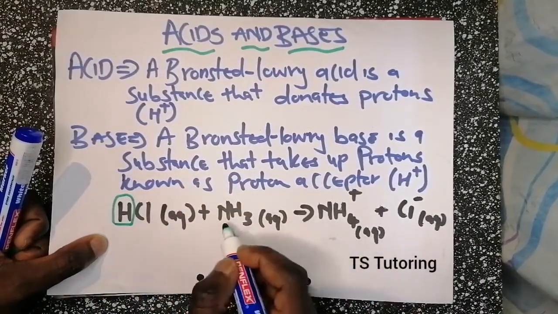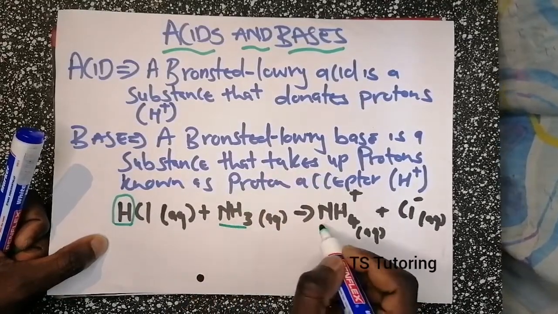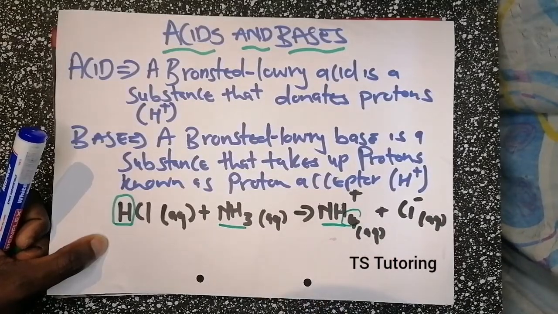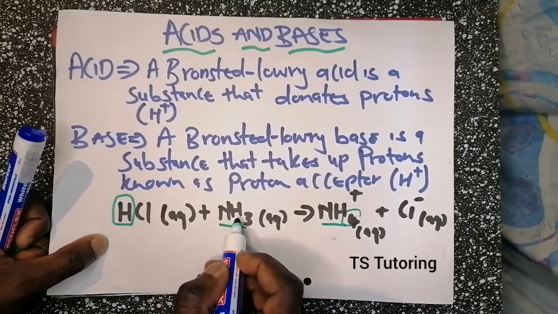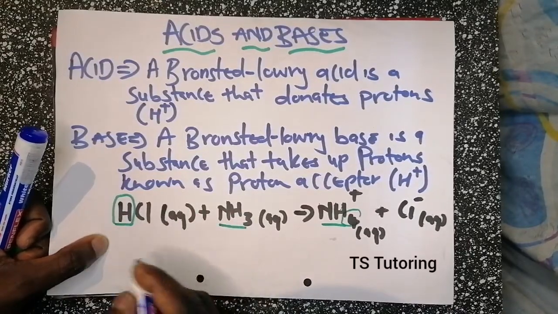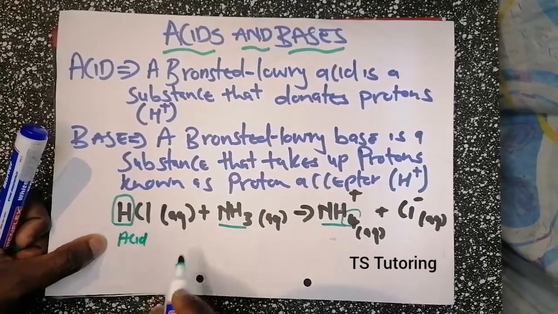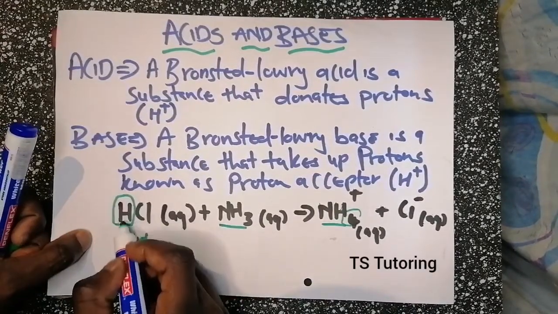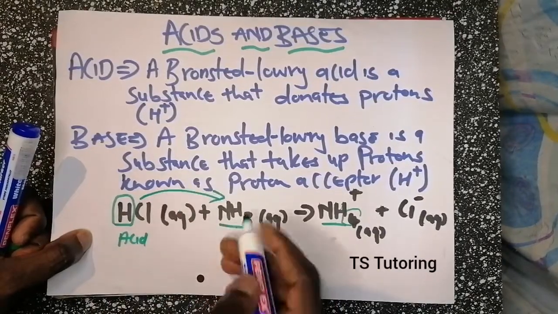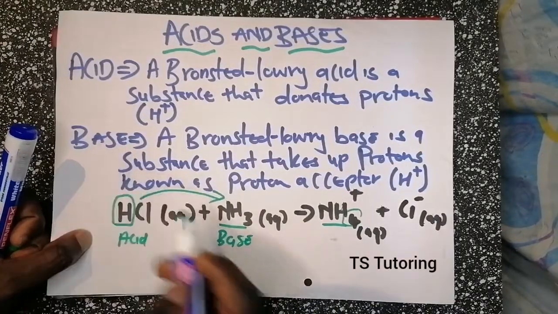And if we look at ammonia, it had 3 protons. When we look at this side, it now has 4 protons. That means ammonia accepted a proton from HCl. Therefore, HCl becomes our acid. It gave this proton that I circled to ammonia. And ammonia served as a base, according to Bronsted-Lowry.